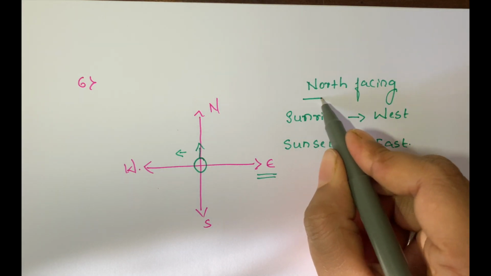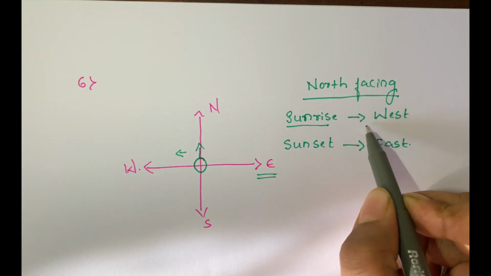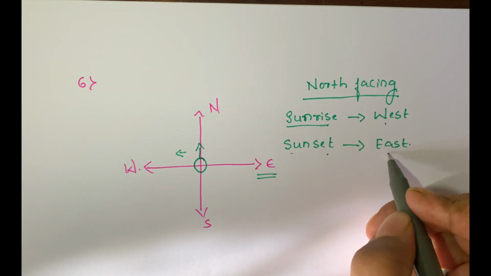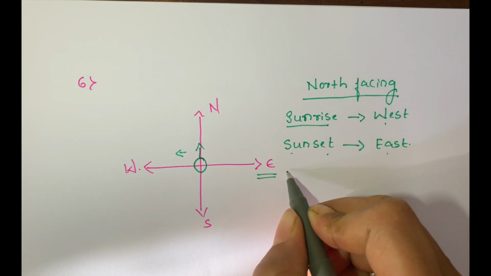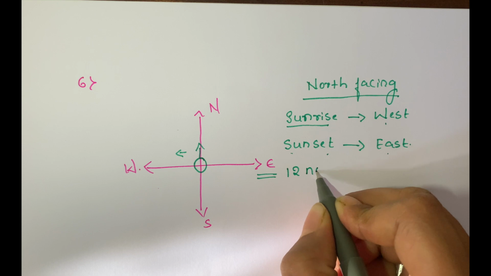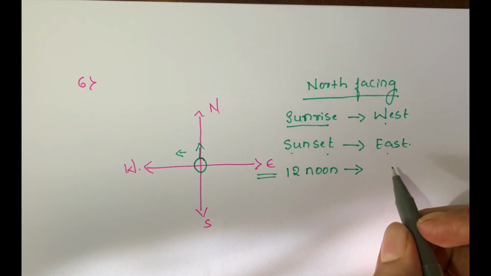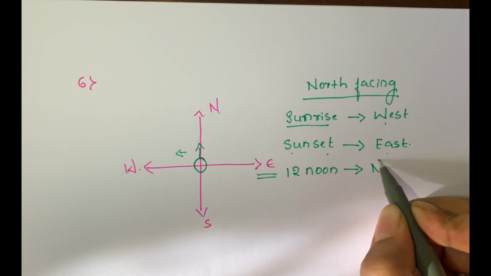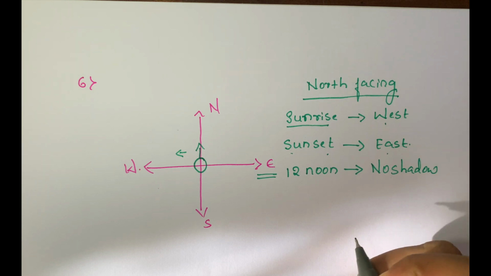Okay, if a person is north facing, then during sunrise his shadow will fall towards the west. During sunset his shadow will fall towards the east. Then how about the time at noon, that is exactly 12 noon? So where will the shadow be at 12 noon? At 12 noon there will be no shadow.